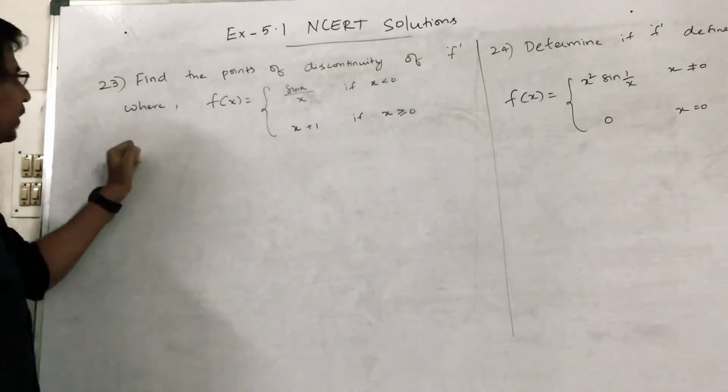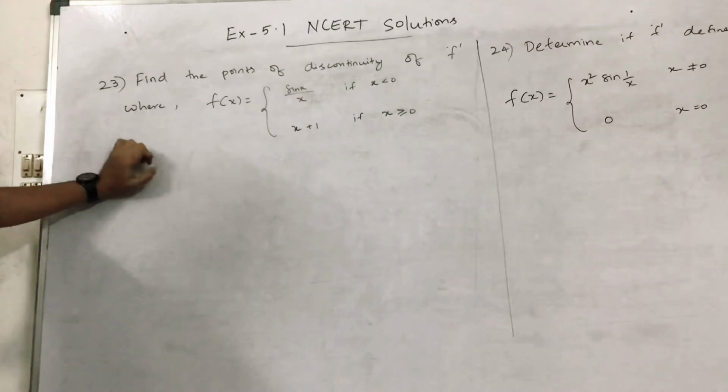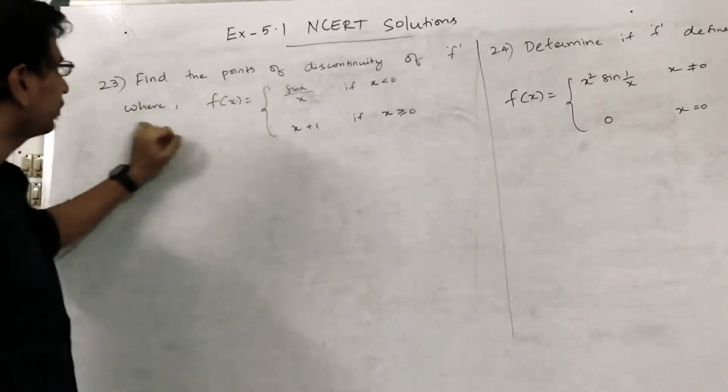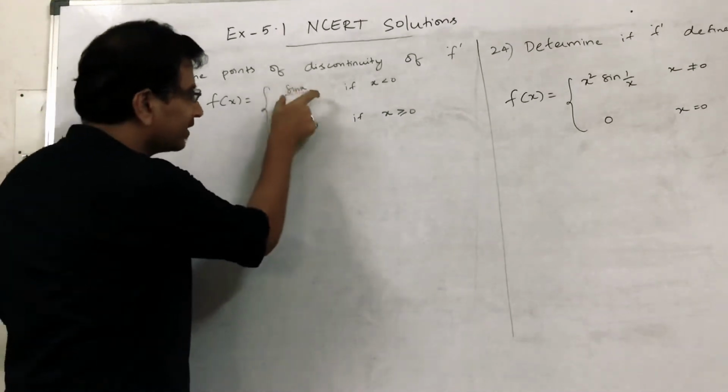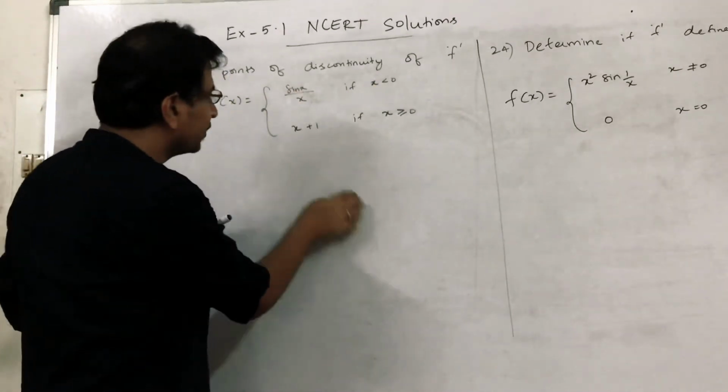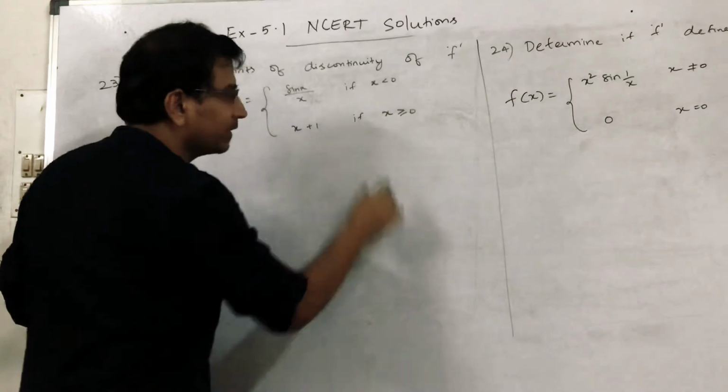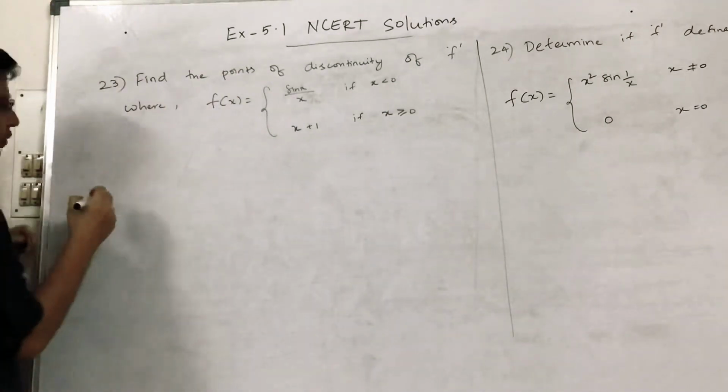Now, let's look at the 23rd problem. The 23rd problem is: find the points of discontinuity of the function defined like this: f of x is equal to sin x by x if the value of x is less than 0, and it is equal to x plus 1 if the value of x is greater than or equal to 0.